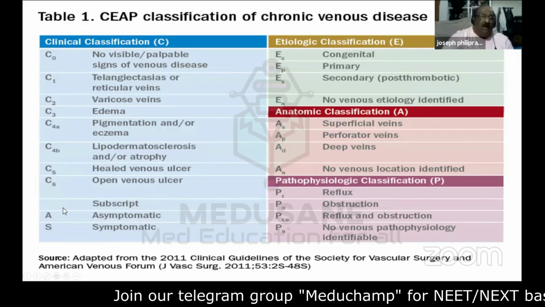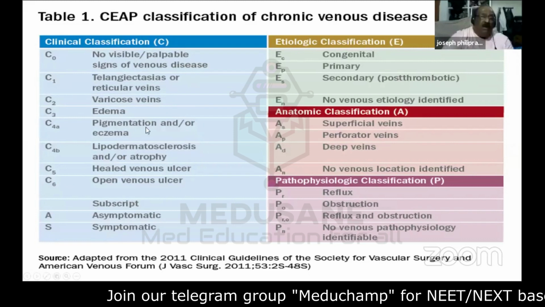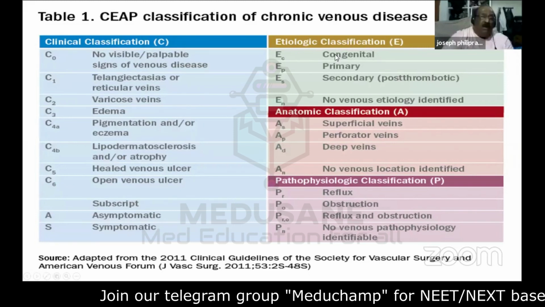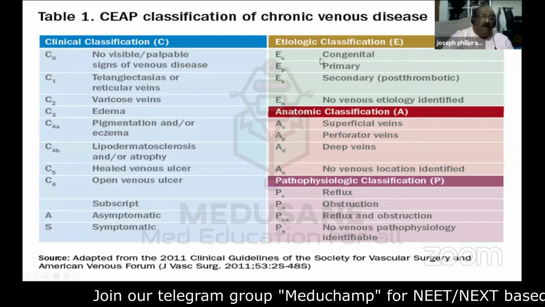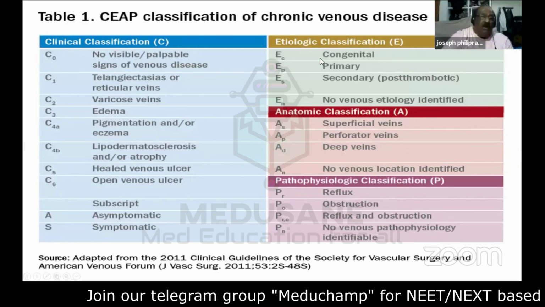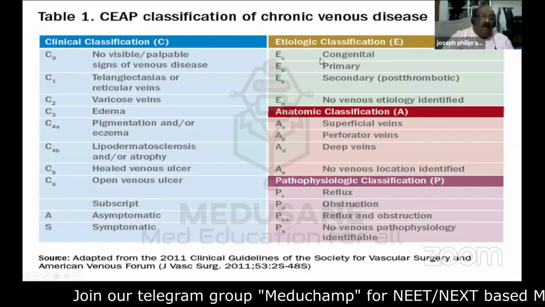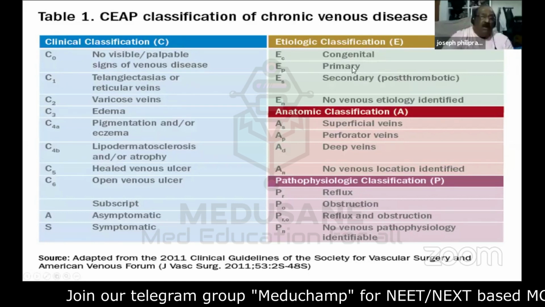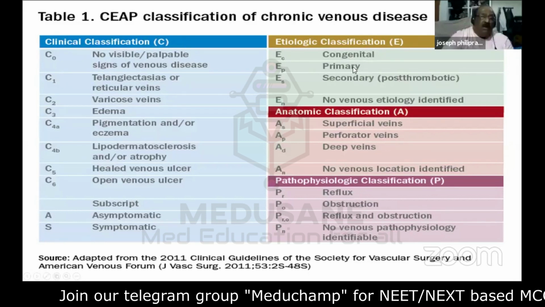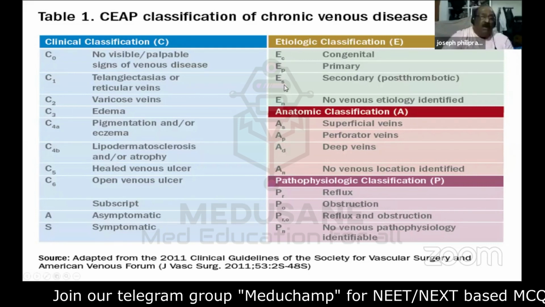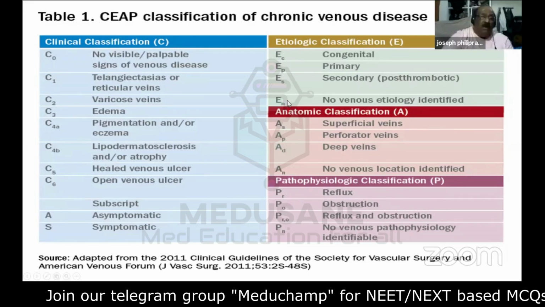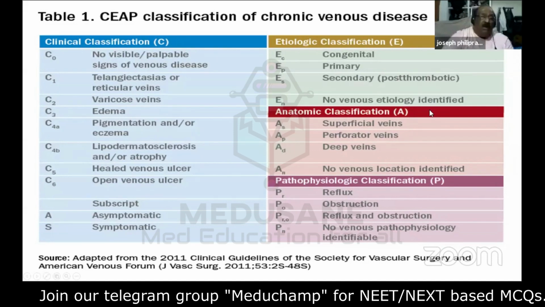Now, etiology, these three are easy to remember. EC is congenital, EP is primary, ES is secondary. That means it is post-DVT. So EC etiology is congenital, EP is primary, ES is secondary. And if you are not sure what is the cause, then you put it as EN, no etiology identified.